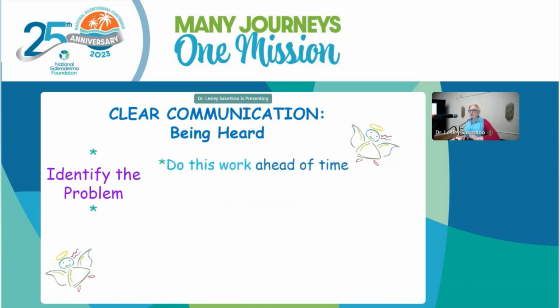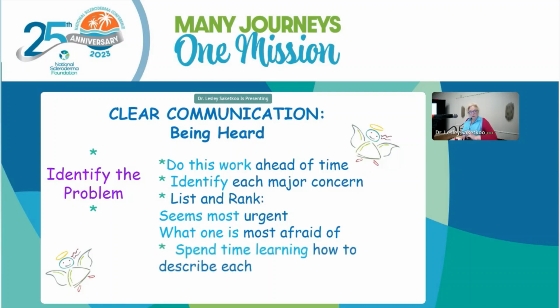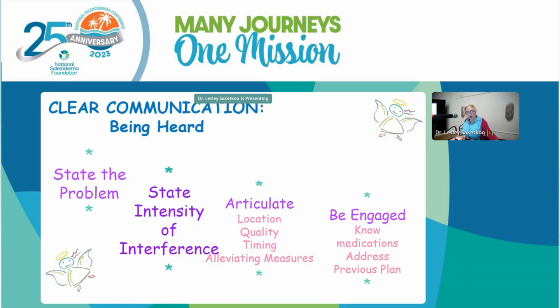First of all, identifying the problem. And again, all of these have the caveat of doing the work ahead of time. This is how we're going to get our best help. Identify each major concern and spend time with each one. Even if they overlap, make sure you've given space to each of those concerns. List them and rank them before going to the clinician. What seems the most urgent to you? What is the one that you're most afraid of? And spend time learning how to describe each one.